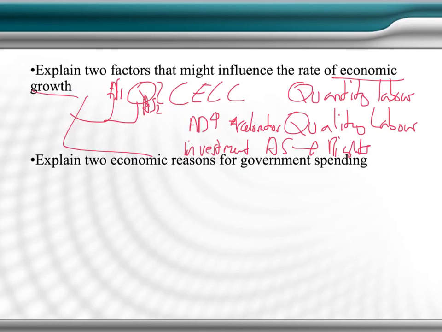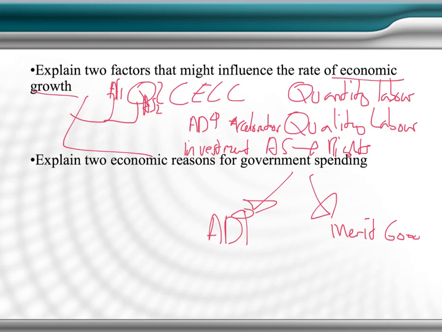Anyway, explain two economic reasons for government spending. Now, this is not the bit where you say transfer payments, current spending and capital spending. It's not that. What are two reasons why the government spends? One is to increase AD, so maybe they're trying to make AD go up, which will have all the benefits for that. Another reason is to try and start people having merit goods. So they're two really good ones.